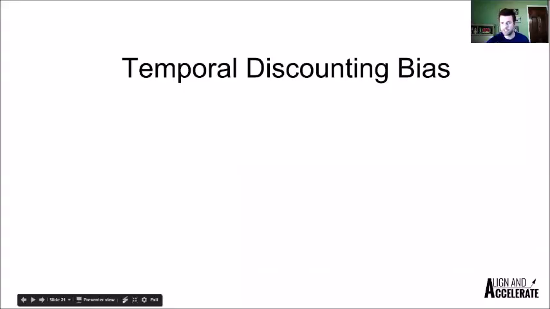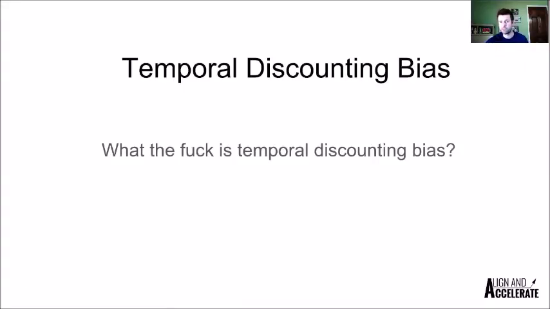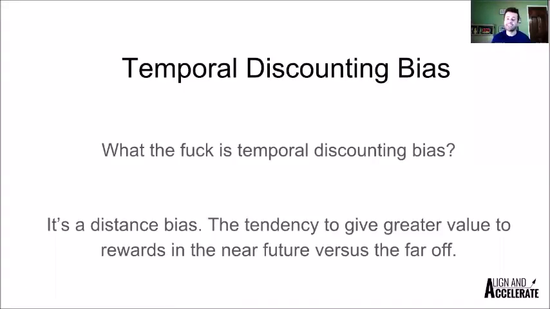Now, temporal discounting bias. You guys are like, what is temporal discounting bias? It's a distance bias, and it's basically the tendency to give greater value to the near future versus the far off future. So my goal one day is, through my coaching, to be able to make $1 million. Now, if I focus on that goal right now, my mind will be like, whoa, how do I even reach that? I'm charging $400 for this course. How many of those courses would I have to sell in order to make $1 million?